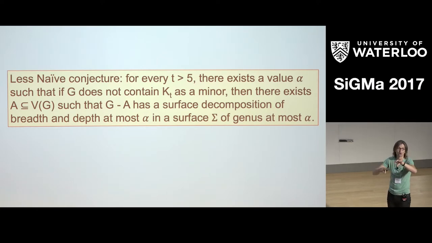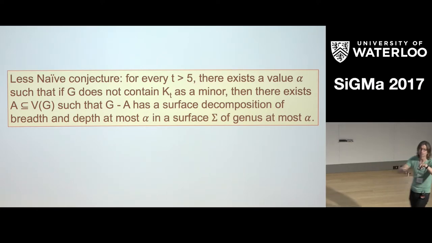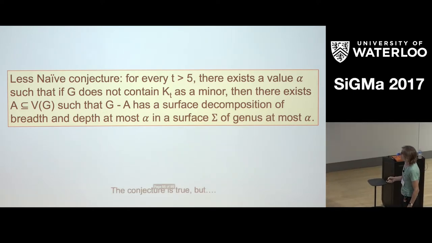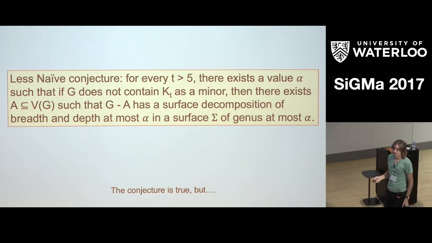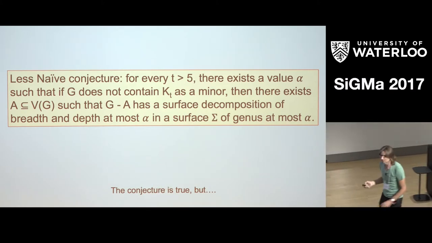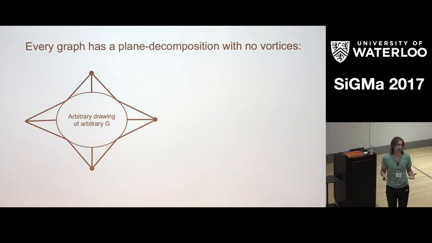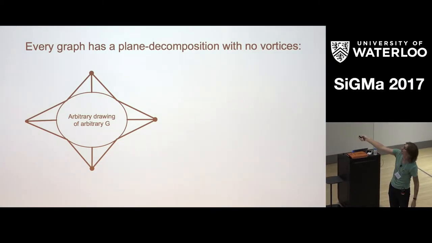These faces with the crossings, the vortices with crossings, have bounded depth after I delete a bounded set of vertices. So this conjecture is true, but we're not there yet. Why aren't we there yet? Well, in fact, this is true for every single graph. Every graph has a plane decomposition with no vortices. I can just arbitrarily draw an arbitrary graph G in the plane, crossing however you want, right?